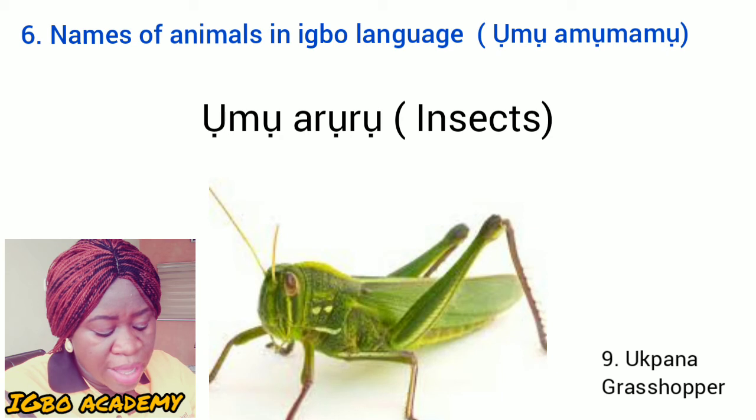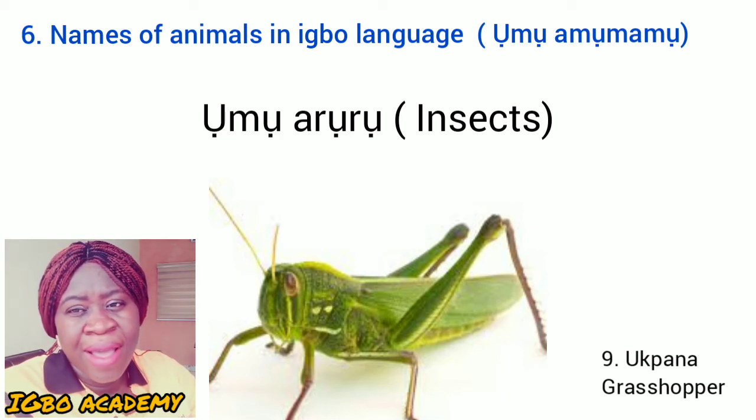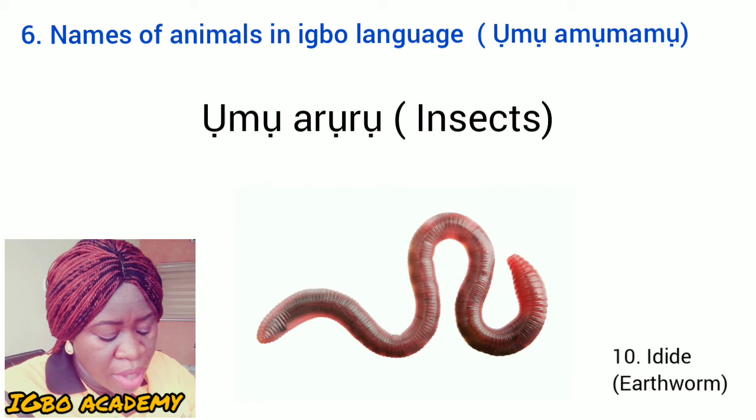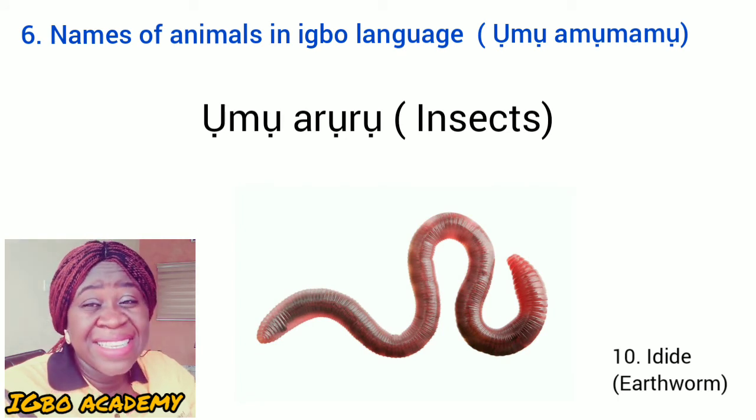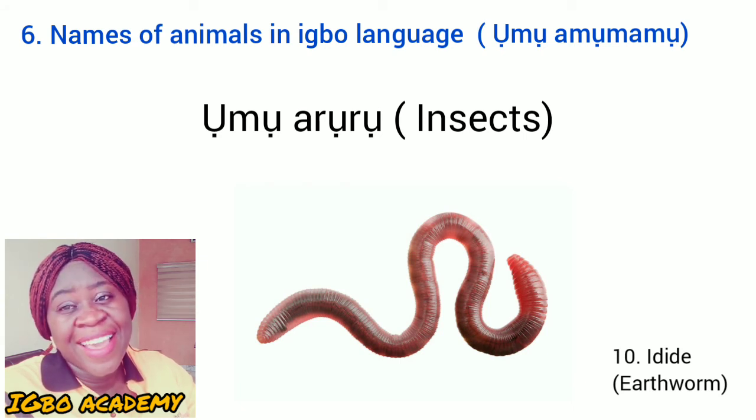The grasshopper is called ụkpana. Grasshopper, ụkpana. The earthworm is called idide. Earthworm, idide.